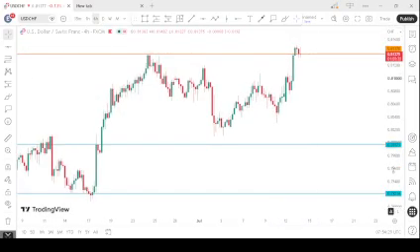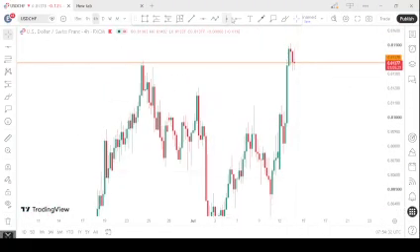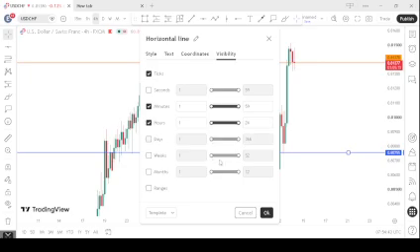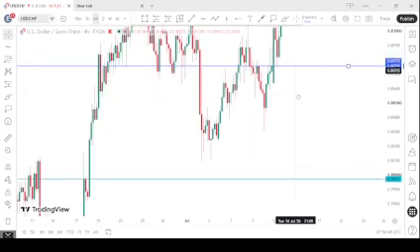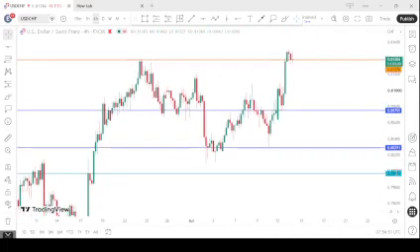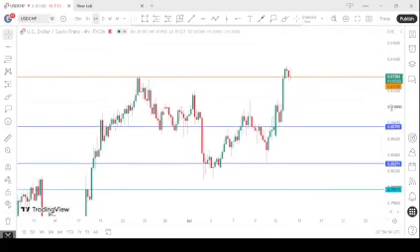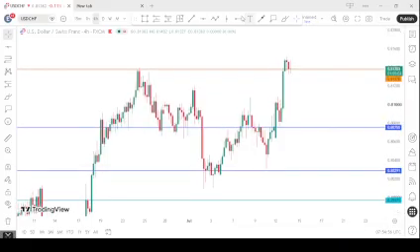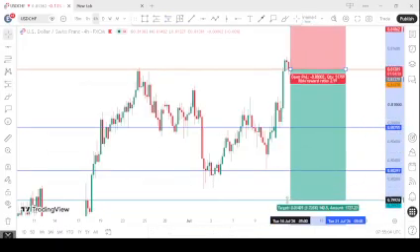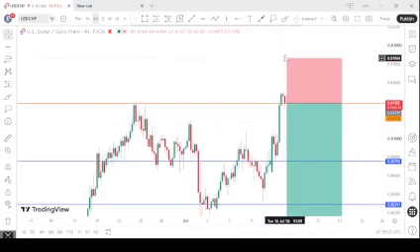Here's where I'm going to pick my entry. Now on the 4 hour, I have this 4 hour demand zone over here, and I have another 4 hour demand zone right here. So on USD CHF, I'm going to sell. I'm going to sell from here all the way to the daily demand zone.